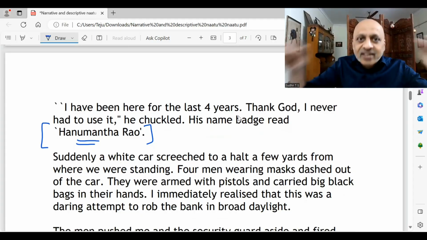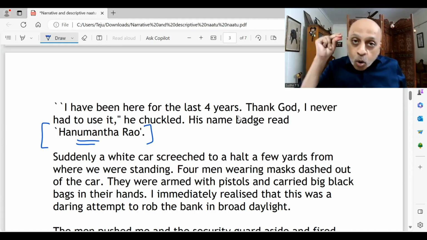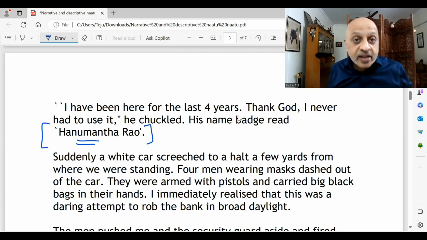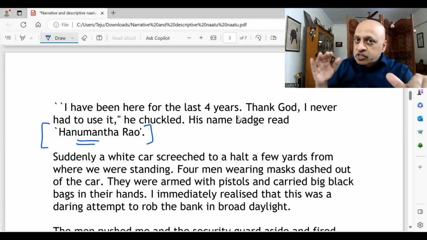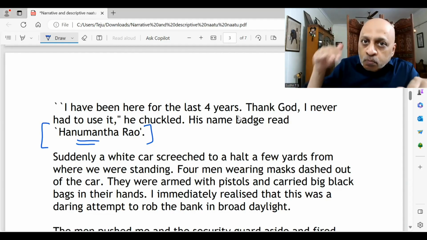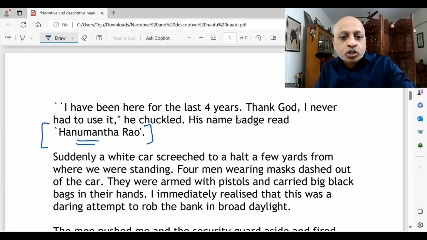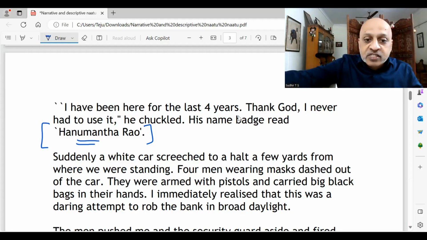Suddenly, he had just said that he had never used this gun. At the same time, a white car arrived. It screeched to a halt. Now you see there is action. In my language, I have introduced momentum, dynamism, energy, and action. Screeched to a halt a few yards from where we were standing.